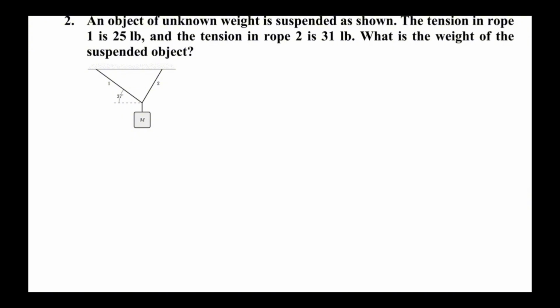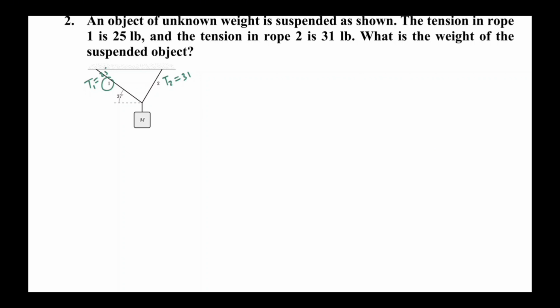An object of unknown weight is suspended as shown here. We don't know the weight of this object. The tension in rope 1 is 25 pounds, so let's name it T1 equal to 25 pounds. And the tension in rope 2 is 31 pounds, T2 equal to 31. What is the weight of the object?